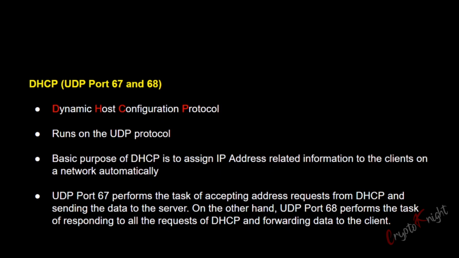The last point here is that UDP port 67 performs the task of accepting address requests from DHCP and sending the data to the server. On the other hand, UDP port 68 performs the task of responding to all the requests of DHCP and forwarding the data to the client. So it is not that you have to just mug up things and learn them by heart. You just need to have the basic understanding of what this service is doing. Then you can explain it to anyone in your own words.